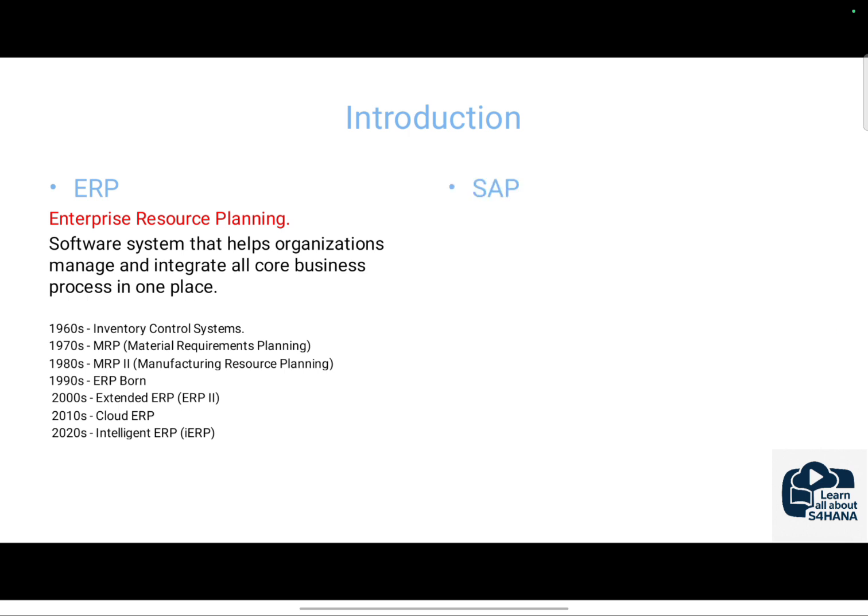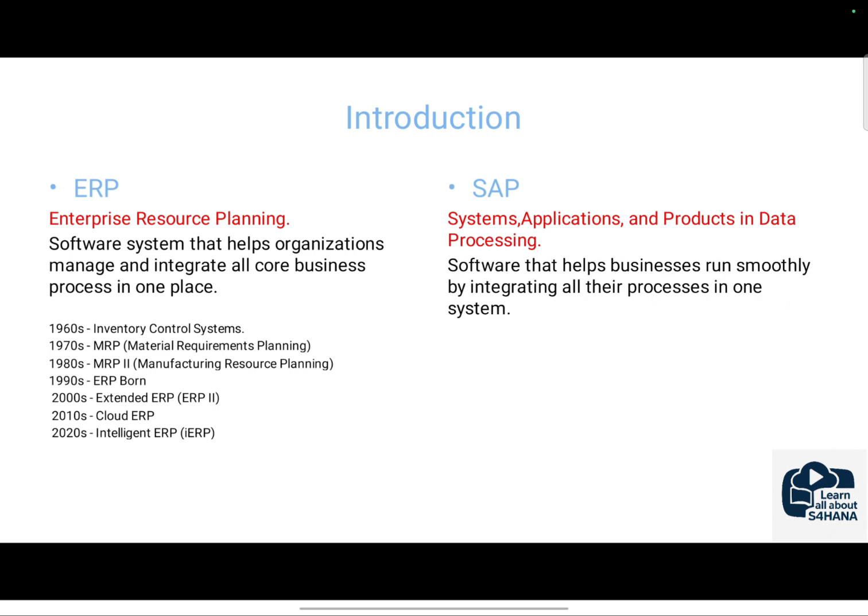Next, we'll talk about what is SAP. The full form of SAP is Systems, Applications and Products in Data Processing. SAP is software that helps businesses run smoothly by integrating all their processes in one system. That means it is a suite of enterprise resource planning, that is, ERP. The evolution starts in 1972 with SAP R/1, which is one tier, then in the 1980s SAP R/2, which is two tier, and in 1992 SAP R/3 as a three tier.